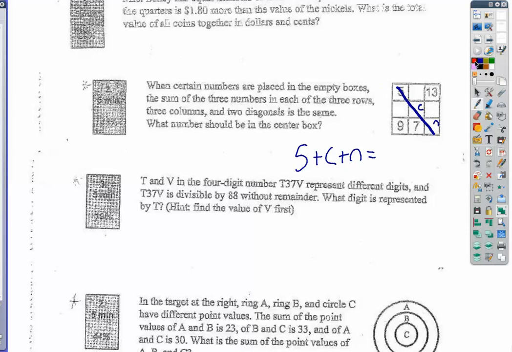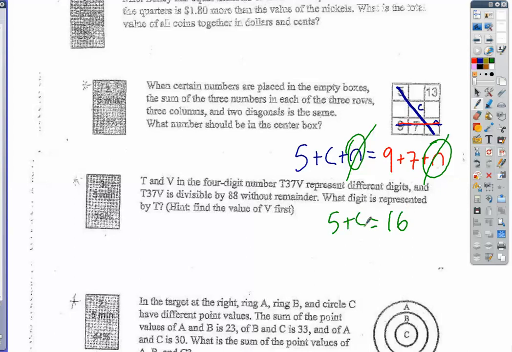Well, I also have this row here, which is 9 plus 7 plus my number. But I don't know what my number is. Well, if I have a number and the same number over here, they kind of cancel each other out. So that means 5 plus c is equal to 9 plus 7. Well, what is 9 plus 7? 16. So 5 plus c is equal to 16. What's the opposite of adding 5? Subtracting 5. So c is equal to 11.